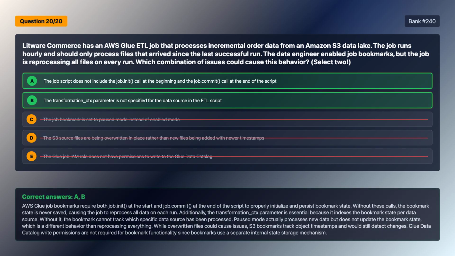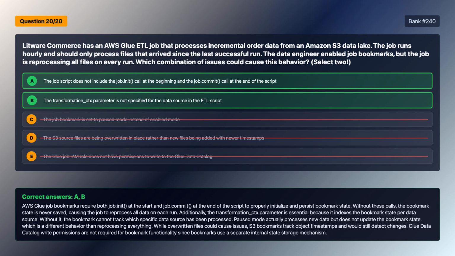The correct answers are option A and option B. Glue job bookmarks require both job.init at the start and job.commit at the end of the script to properly initialize and persist bookmark state. Without these calls, the bookmark state is never saved, causing the job to reprocess all data on each run. Additionally, the transformation CTX parameter is essential because it indexes the bookmark state per data source. Without it, the bookmark cannot track which specific data source has been processed.